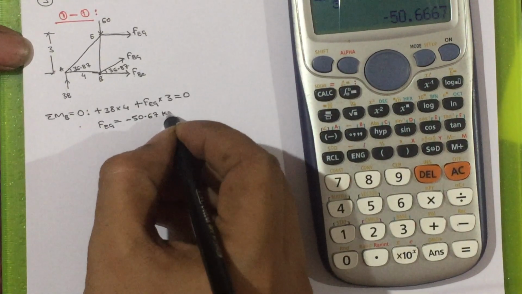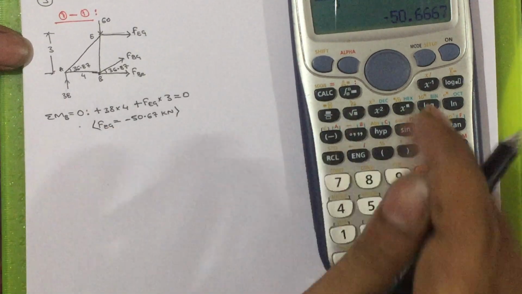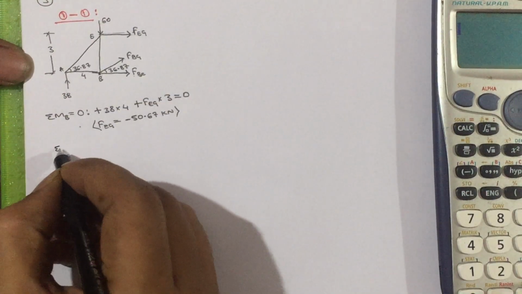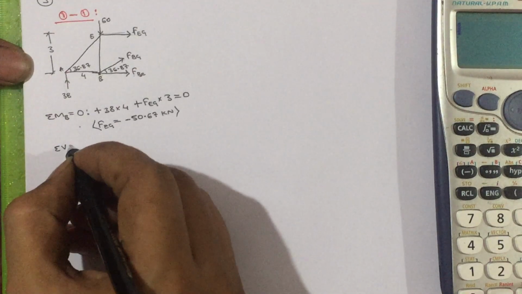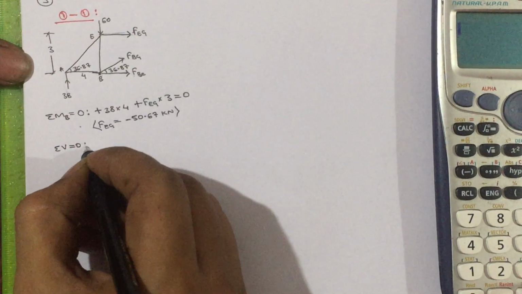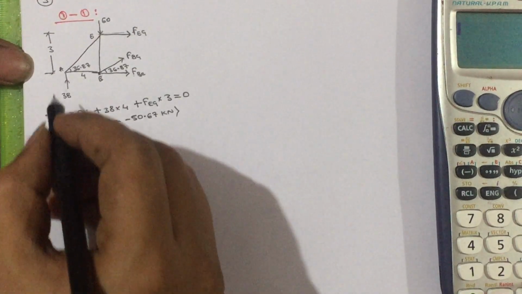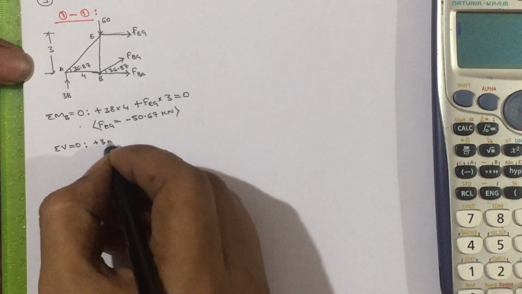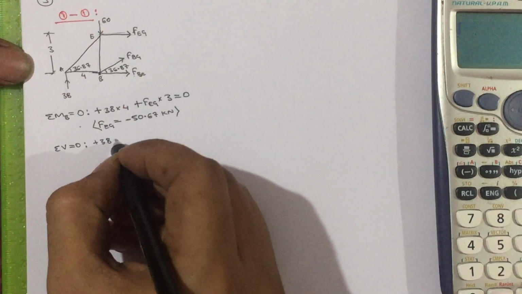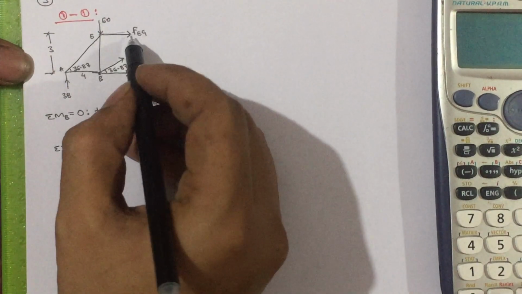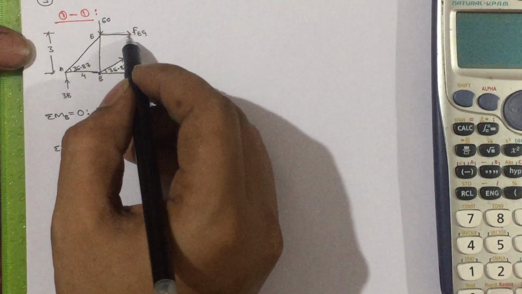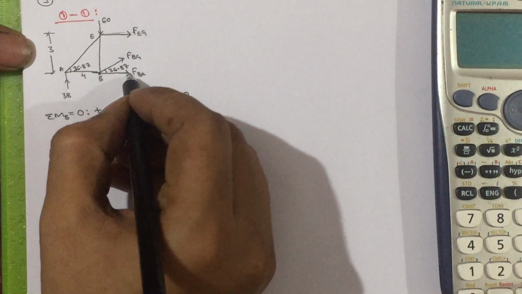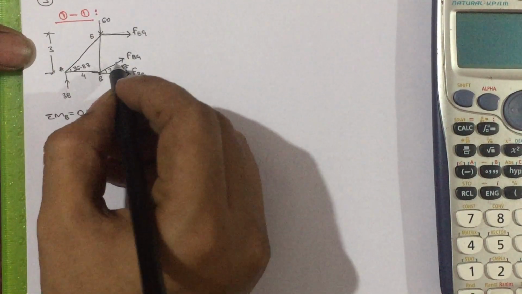It is kilonewton. So, next we will go for sigma V is equal to 0. Only the vertical forces and vertical components. I will start from this force. It is going upward, so plus 38, then it is minus 60. Here FEG we do not want, it is horizontal, leave it. Then FBC it is also horizontal, leave it.